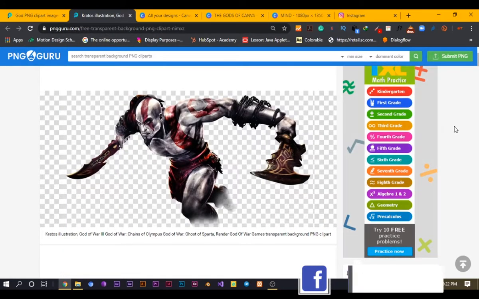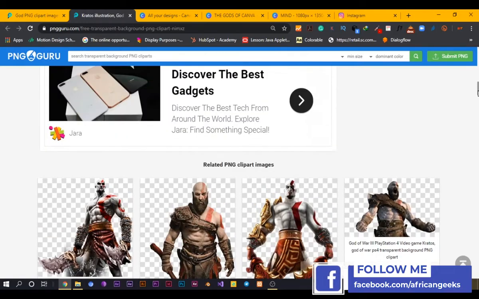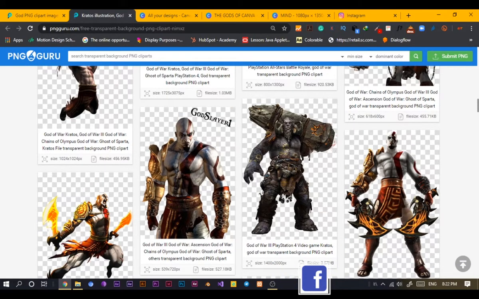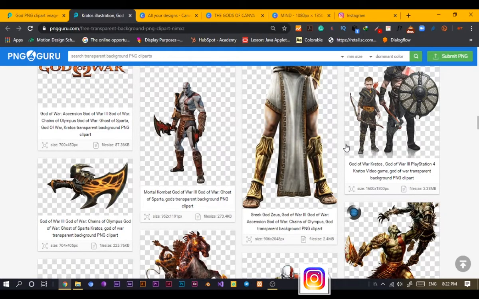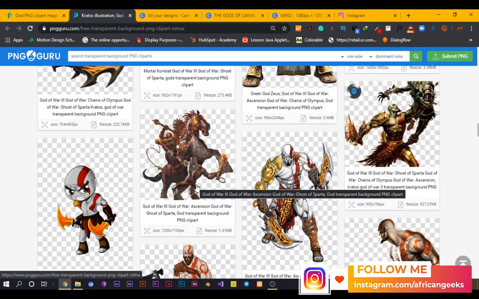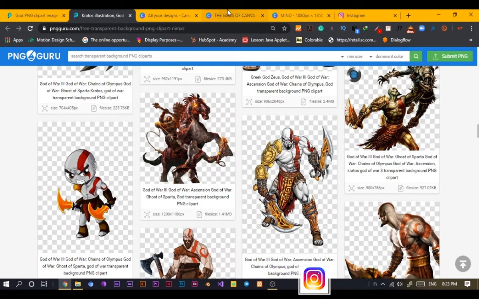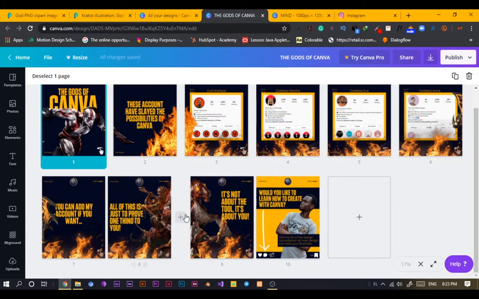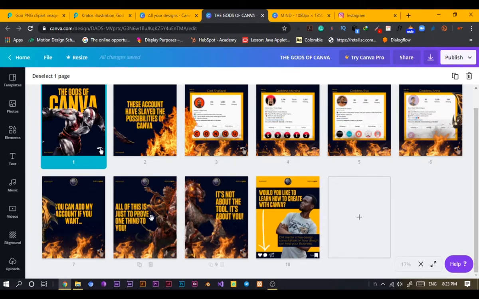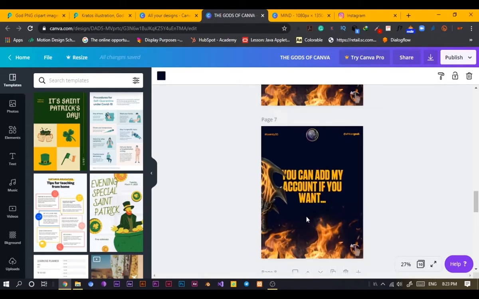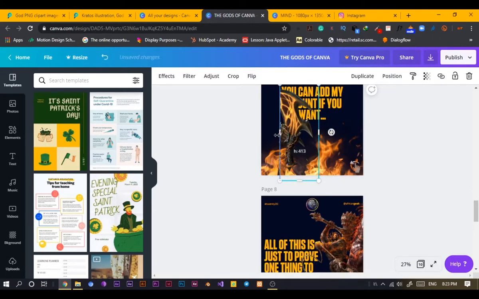When you scroll beneath, there are so many similar photos you can also use, but I just stick to one. There are many photos you can use, and I was just looking for the high-quality, attractive ones. I also went for this one because, depending on what I was talking about, at one point I was saying that all of this is just to prove one thing to you. It's not about the tool, it's about you. With God of War, he doesn't have any fancy weapon. It's just like a short sword. It helps to talk about how it's about the tool. You get it.